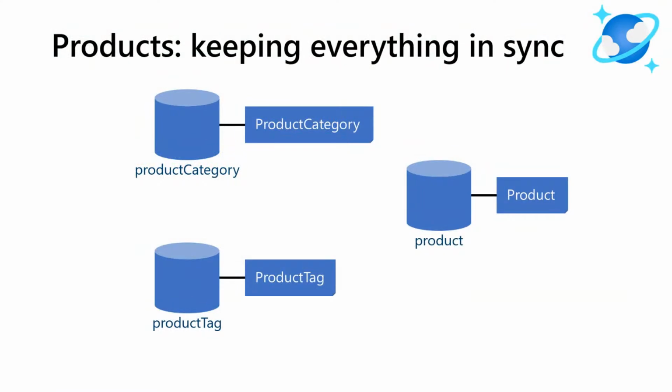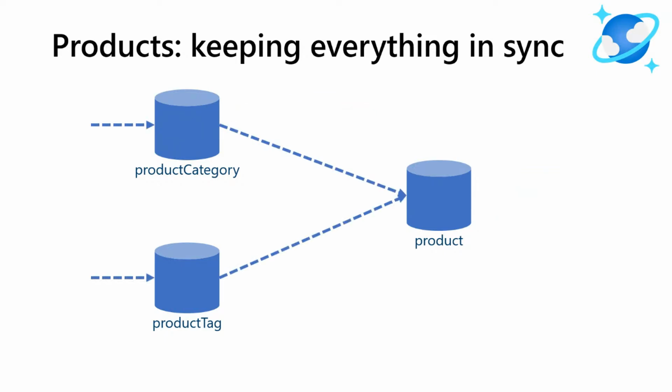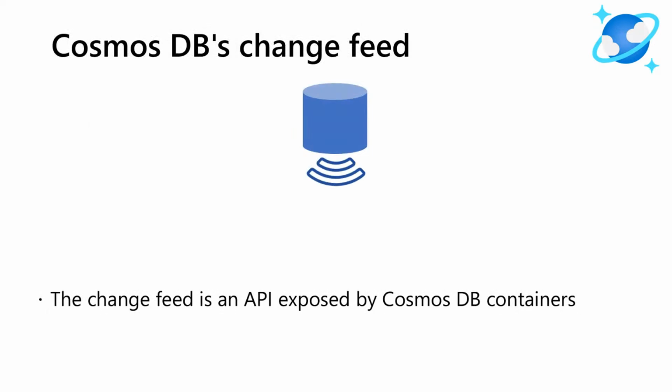Okay. So now when we create a new product, we need to populate these additional properties. But what if we rename a category or a tag? How do we manage that referential integrity between the containers? Well, guess what? In a NoSQL database, you still have to maintain referential integrity between data. Data can change, and you want to be able to reflect that in other places. It turns out Cosmos actually has a way to handle this, and it's called change feed.